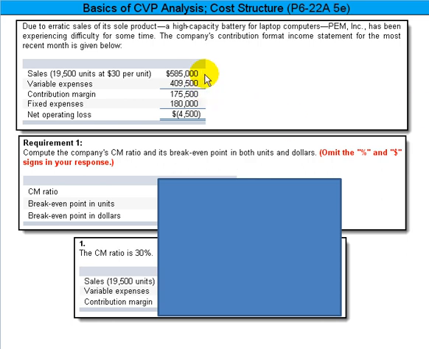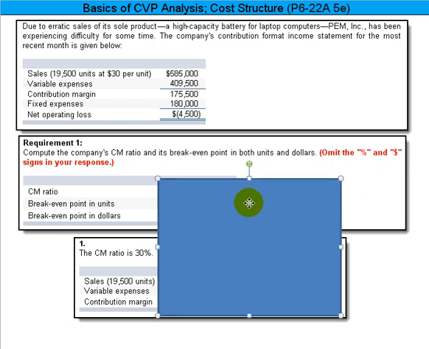So we see they had $585,000 in sales, $409,000 in variable expenses, giving them a positive contribution margin, but then when we subtract $180,000 of fixed expenses, they're operating at a net operating loss. Okay, now requirement 1 says compute the company's contribution margin ratio and its break-even point in both units and dollars. All right, so how do we do that?